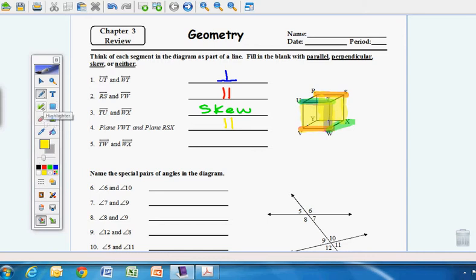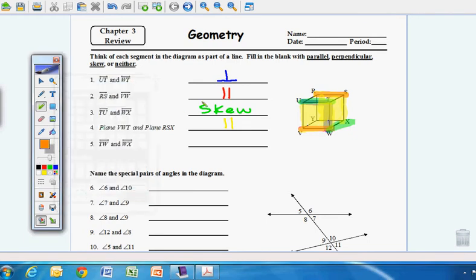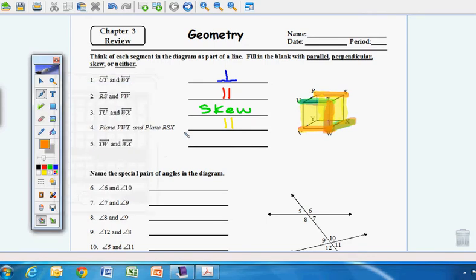And then the last one we're going to take a look at is going to be TW and WX. Pick a different color. Okay, so we have TW, which is right here in the front. And then WX is right back here down below. And those are creating perpendicular lines. Let's get that orange, and I'll write that in. Okay, good. Now we want to name the special pair of angles.